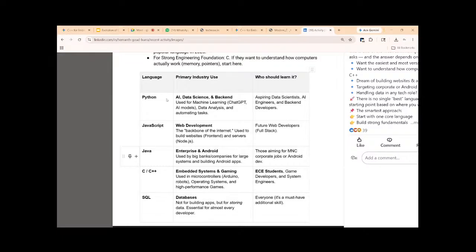Now we have SQL. It is a database kind of thing. It is not for building apps, but for storing data. We also have PostgreSQL, and MongoDB, or NoSQL, like that. And who should learn it? Everyone, because it is a must-have additional skill, so that a person can build the apps and also the databases too. That's all about the programming languages.